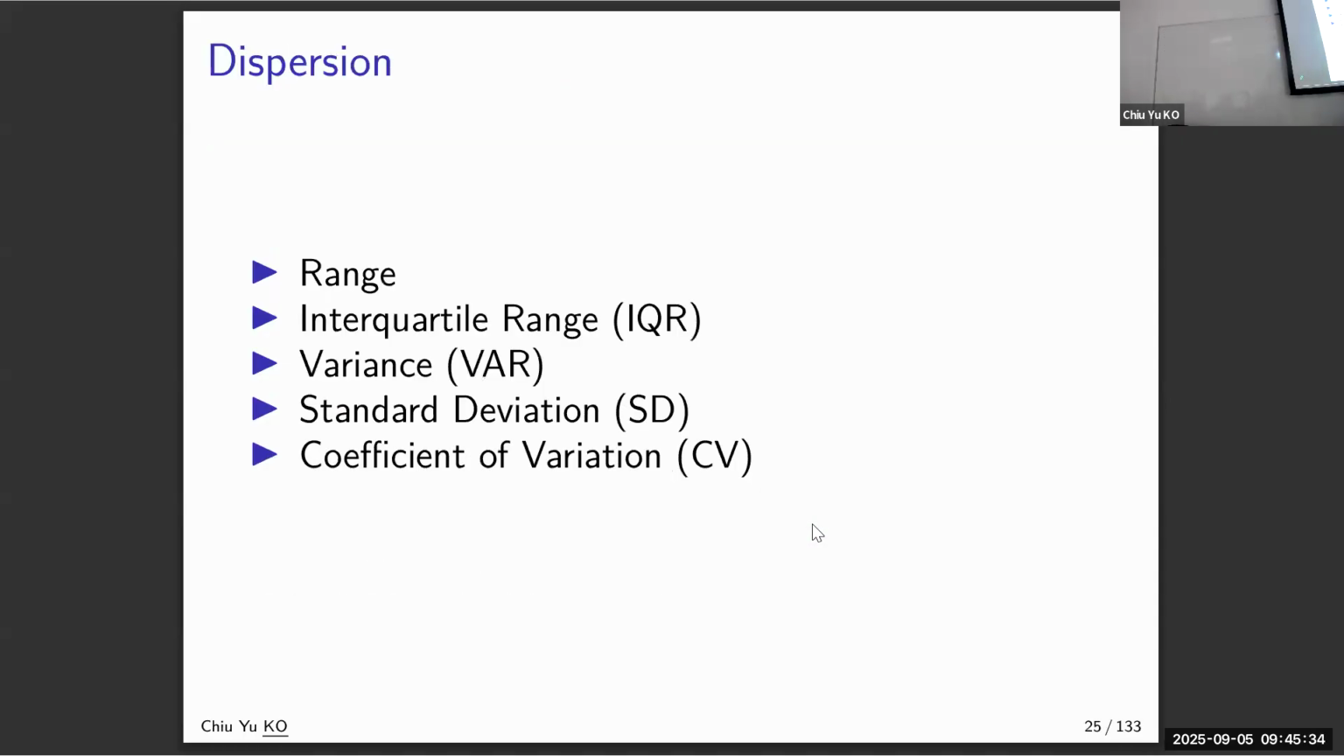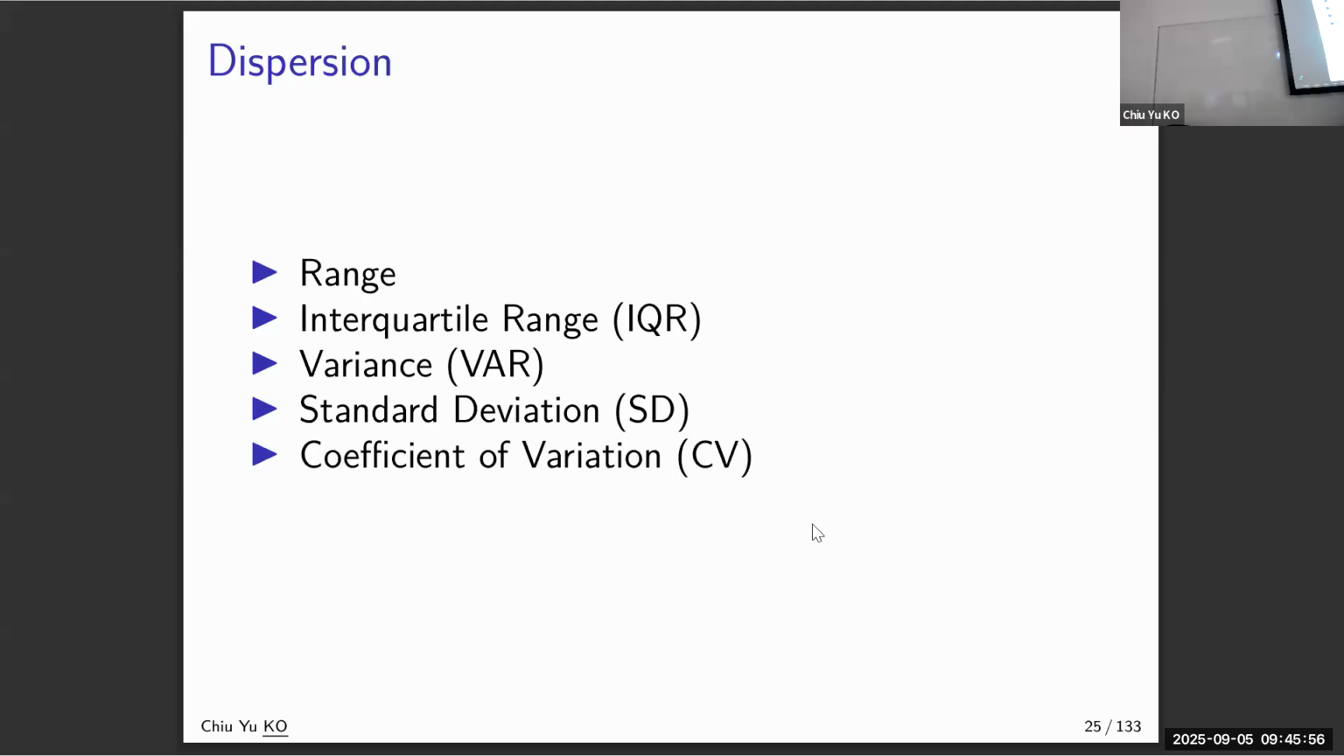5 measures of dispersion. Okay, the first 2 are very similar. The rest of the 3 will be similar as well. So the first 2 types are about calculating the range. When we talk about the range, we're looking at the distance between the biggest number and the smallest number, right? Or you look at somewhere in the middle of the data and look at the distance.